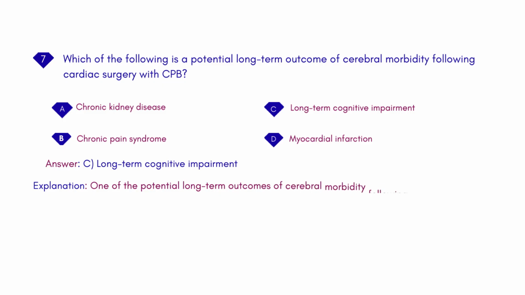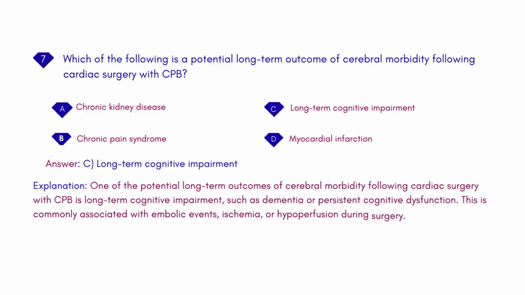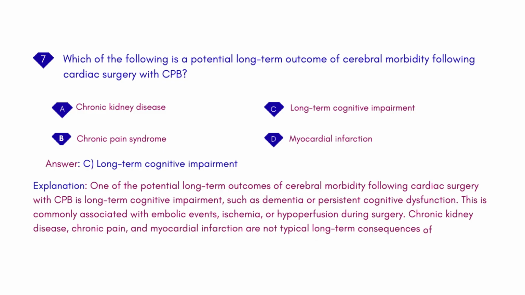Explanation: one of the potential long-term outcomes of cerebral morbidity following cardiac surgery with CPB is long-term cognitive impairment, such as dementia or persistent cognitive dysfunction. This is commonly associated with embolic events, ischemia, or hypoperfusion during surgery. Chronic kidney disease, chronic pain, and myocardial infarction are not typical long-term consequences of cerebral morbidity.